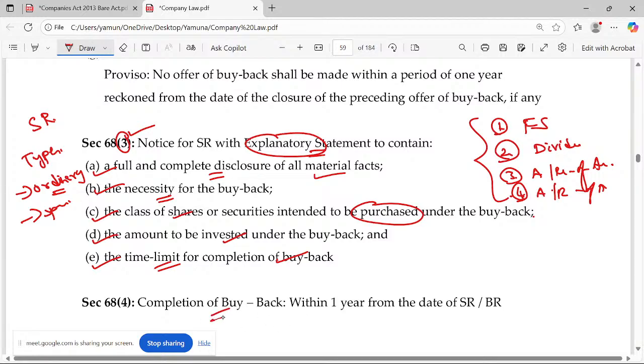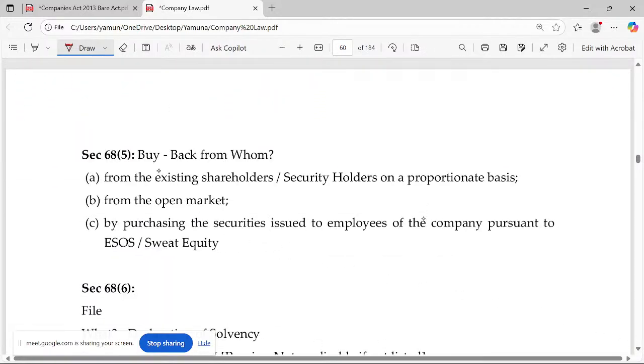And the completion of buyback usually should be done within 1 year. See, in all the cases where a special resolution is passed, the special resolution will be valid for 1 year only. So within that you have to complete. So within 1 year from the date of special resolution. See, in one provision we said that board resolution is sufficient, right? So board resolution. Okay. So that's about subsection 4.